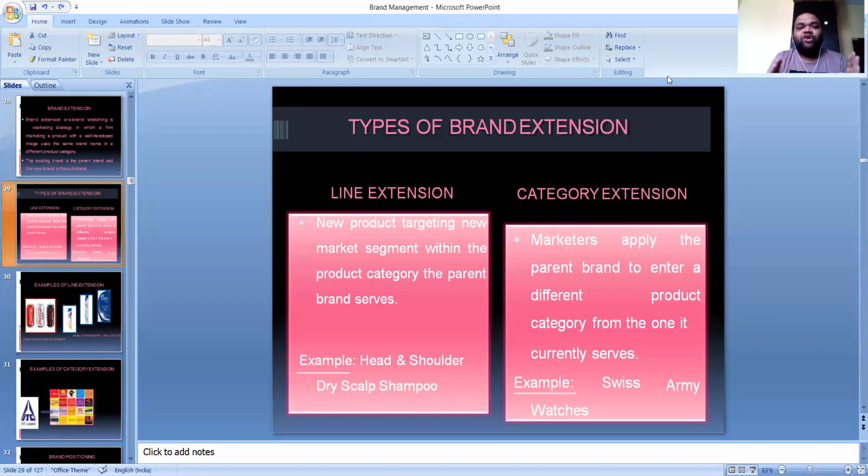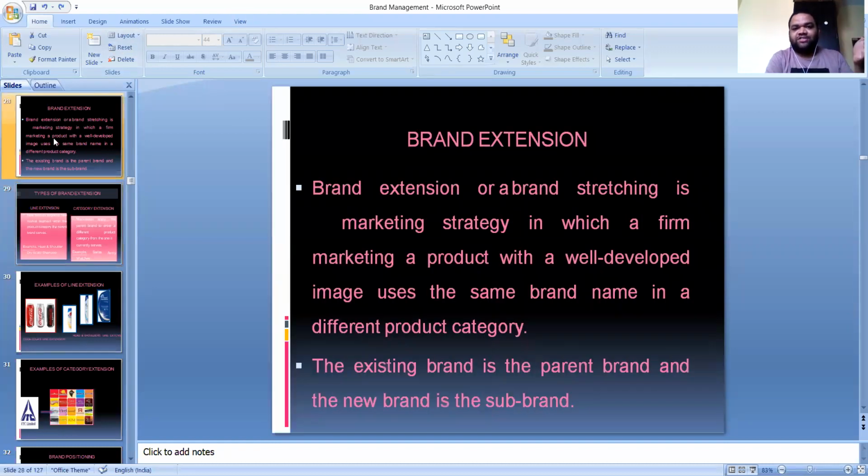What do you mean by types here in the types of brand extension? Hope you understand what a brand extension is, as some new members have been added now. So what is a brand extension? Under one brand, we are going to promote or add different product categories, and under the one brand we are going to promote another brand. We call it the brand extension. These are the two things we define as a brand extension.